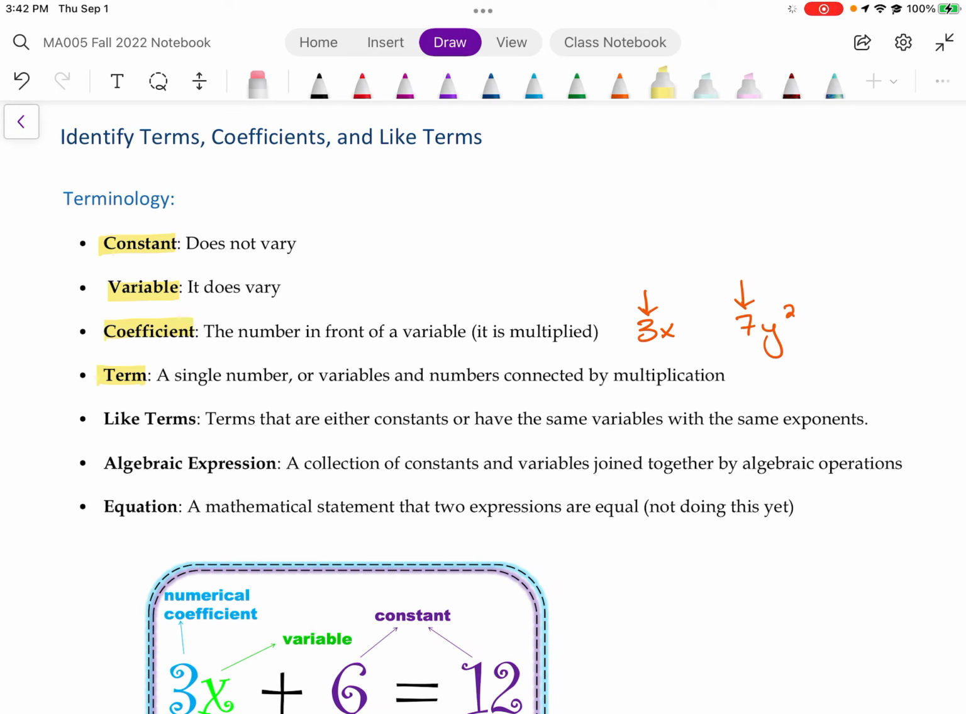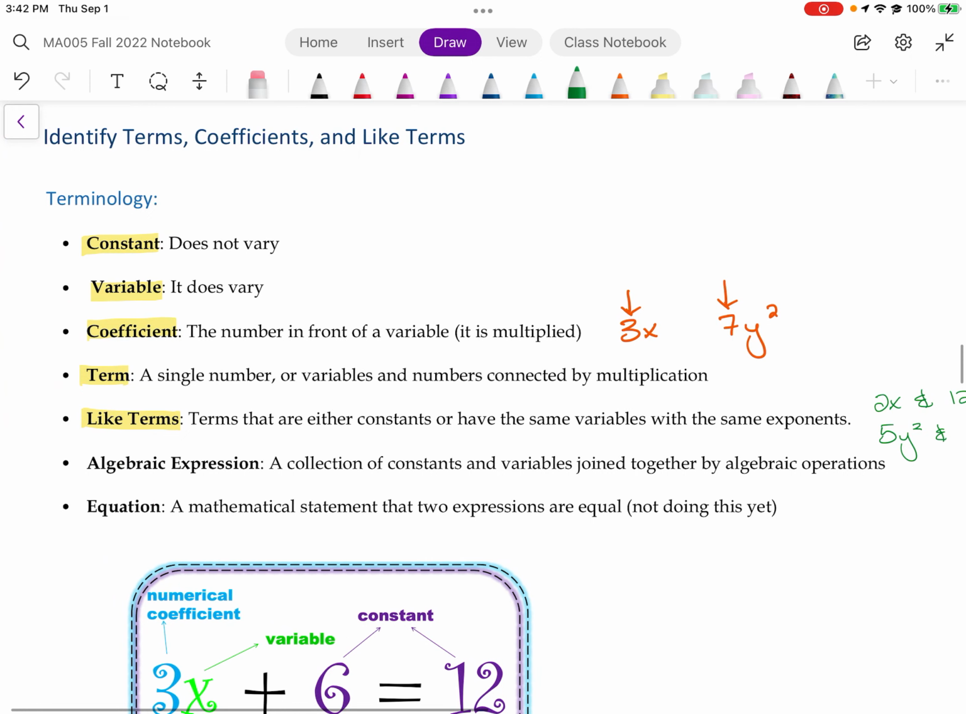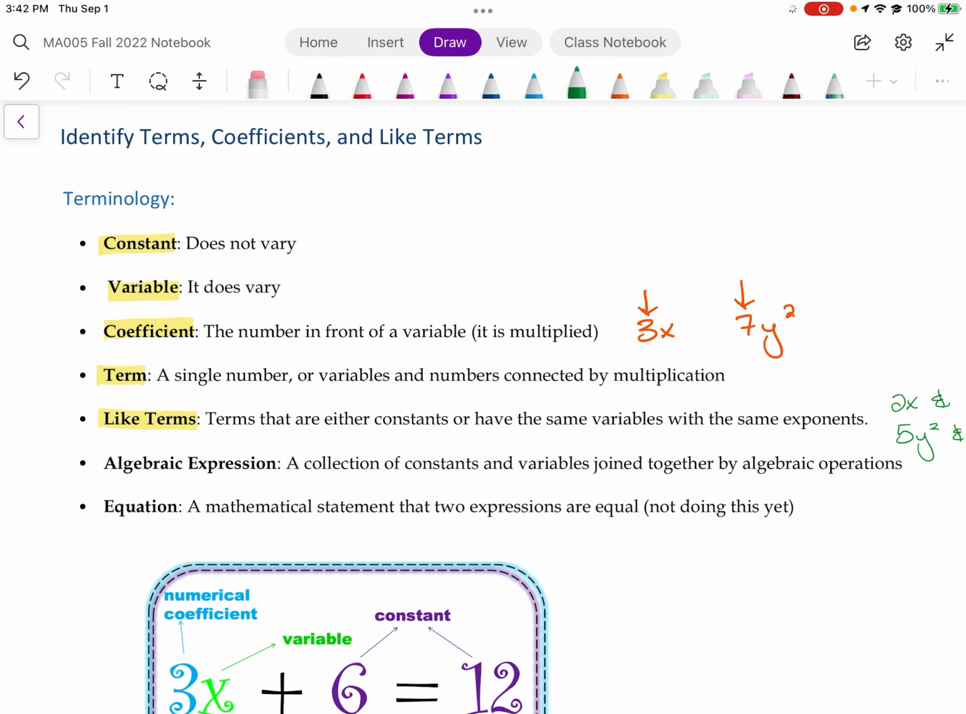Like terms are terms that are either constants or have the same variables with the same exponents. Okay, so like terms would be like 2x and 12x, or it would be 5y squared and 9y squared. Okay, they've got the same variable with the same exponent. The coefficient can be different, and what we do is add those or subtract them. Okay, as long as they have the same variable. They're called like terms, and we can combine those.